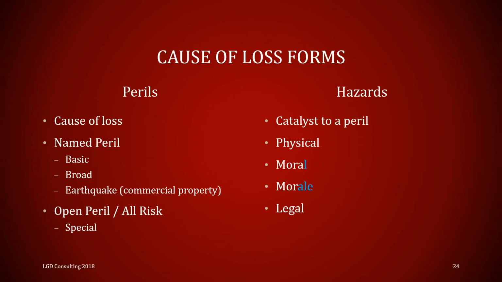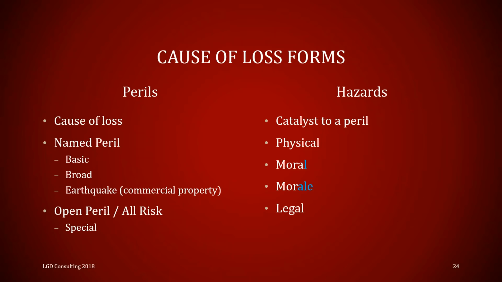On the commercial property policy, earthquake can actually be a cause of loss form added to your commercial property policy. And then we have open peril, which is also called all risk or the special form. Right? So named perils list perils we cover. Open peril or all risk list perils we exclude. Okay, so the named peril is very limited. You can only list so many items that you're going to cover. The open peril or all risk is very, very comprehensive because you can only list so many exclusions. And if it's not on the exclusion list, it's covered.